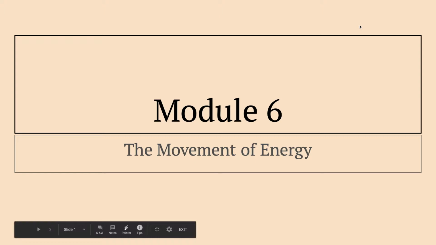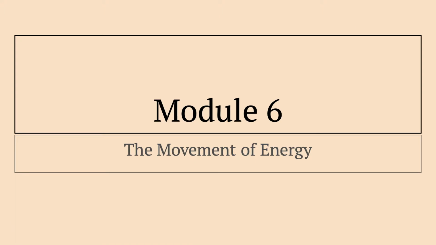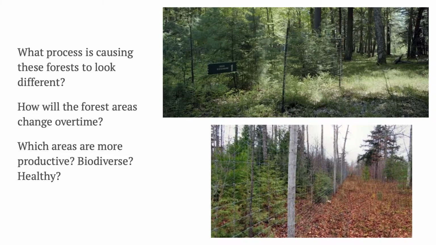Hi, and welcome to Module 6, which is all about the movement of energy. Our open-ended thinking question, and I just realized looking at this that it sort of gives it away, is looking at these different forest ecosystems. You can notice that there's obviously an artificial fence with two very distinct types of forests. I want you to think about these questions before we get into Module 6.